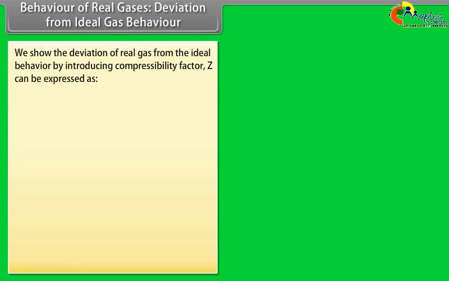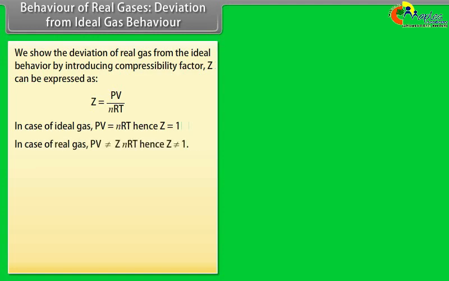Behavior of real gases. Deviation from ideal gas behavior. We show the deviation of real gas from the ideal behavior by introducing compressibility factor. Z can be expressed as Z is equal to PV by nRT. In case of ideal gas, PV is equal to nRT. Hence, Z is equal to 1. In case of real gas, PV not equals nRT. Hence, Z not equals 1. Thus, in case of real gas, the value of Z can be less than 1 or greater than 1.